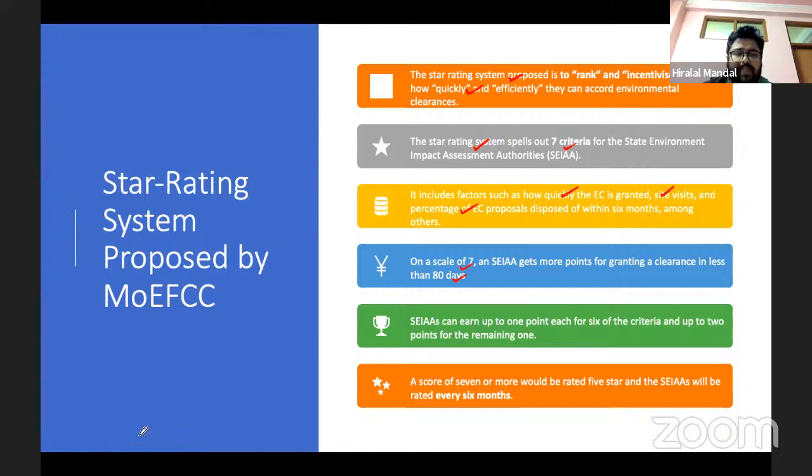All right, so we have discussed the environmental impact assessment. The question has already been asked about the environmental impact assessment and the difference between the environmental impact assessment and the strategic environmental assessment. Such a question has already been asked, so I would advise you to go into the detail of this one. You must prepare this question for writing in the mains examination as well. All right, so this is what we have discussed about the star rating system.